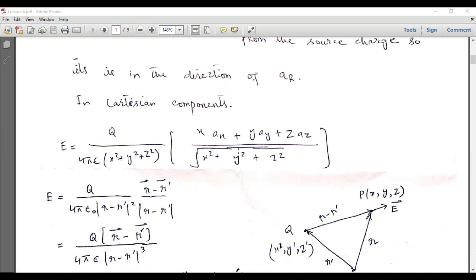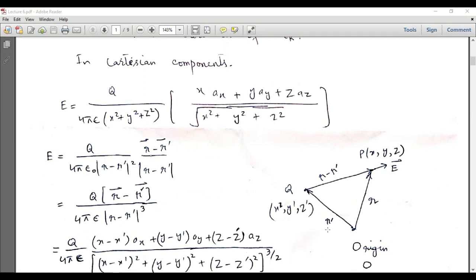But if the source charge is placed at any point other than the origin, then this will be the scenario. So this is the origin, this is the position of the source charge, and this is the point at which we want to calculate the electric field intensity. Now, the position vector of the source charge is represented by r dash, and its components in Cartesian will be x dash, y dash, and z dash. And the point at which we want to calculate the electric field intensity is this point, and its coordinates are x, y, z, and its position vector is r. So the vector directed from the source charge to the test point is actually r minus r dash.